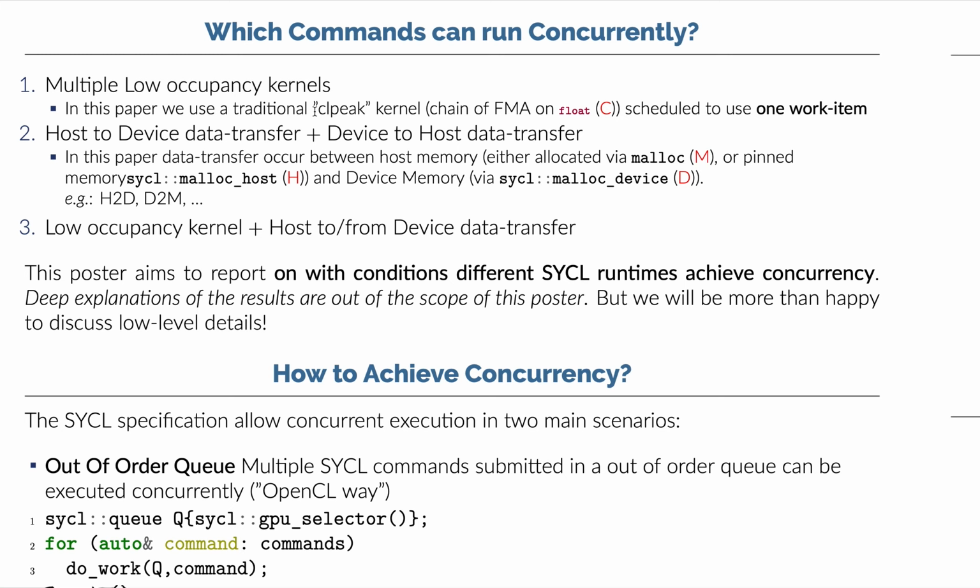And also you can mix the two: you can take a kernel and a data transfer, and you expect that the kernel and the data transfer can run concurrently. This kind of optimization is really the hello world of optimization, being able to overlap data transfer and computation. And this poster is exactly that, trying these three different cases and reporting the results. We'll try on multiple hardware, multiple backends and multiple compilers.